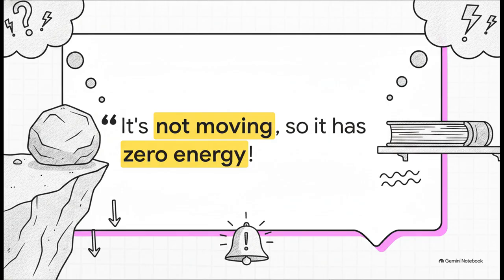You are very likely going to see a question that tries to trick you into agreeing with this statement: it's not moving, so it has zero energy. They'll usually give you a scenario like a boulder sitting right on the edge of a cliff, or maybe a heavy book resting on a high shelf. The test is trying to see if you think that just because the kinetic energy is zero, because the object is completely stationary, the total energy must also be zero. The second you see this on your exam, alarm bells should be ringing in your head.